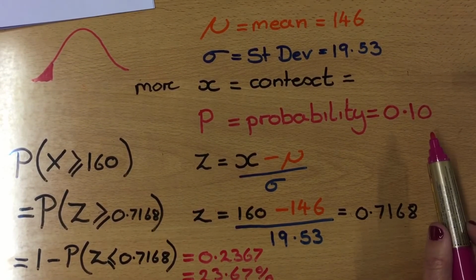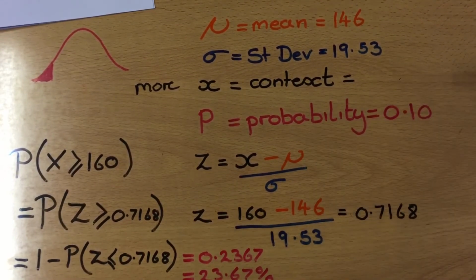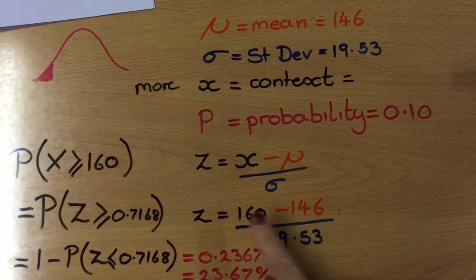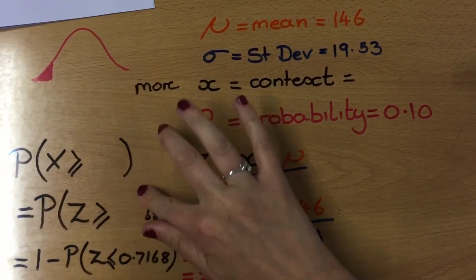So, we don't know our number in context, so we are going to have to take out all of our numbers in context because we don't know those.